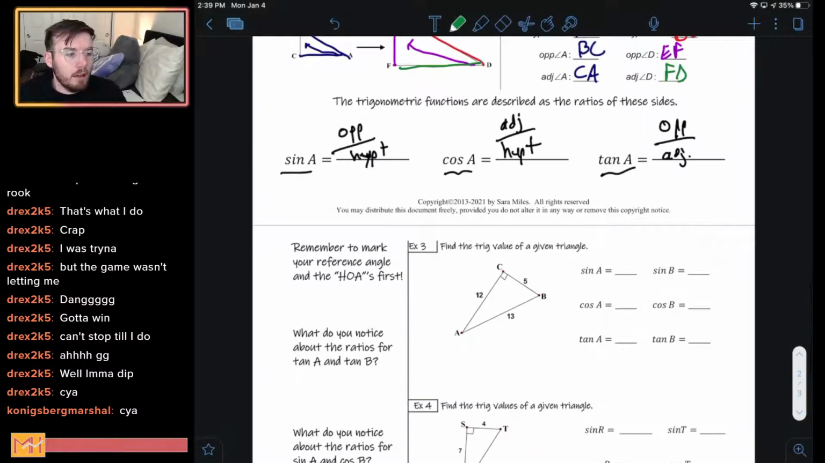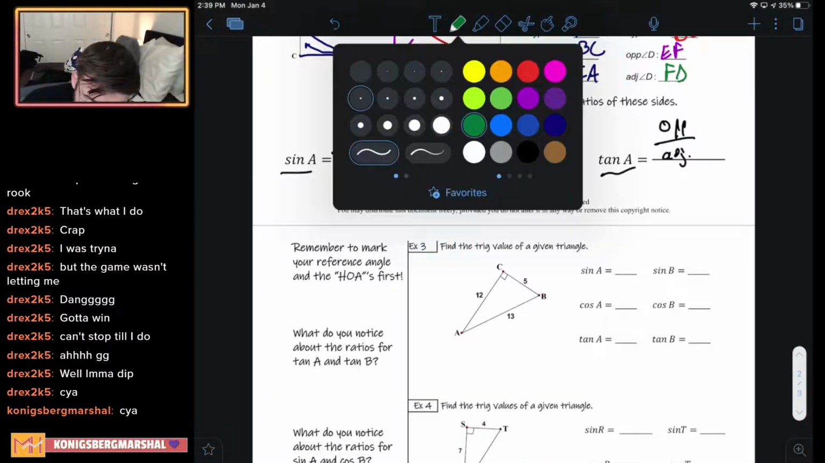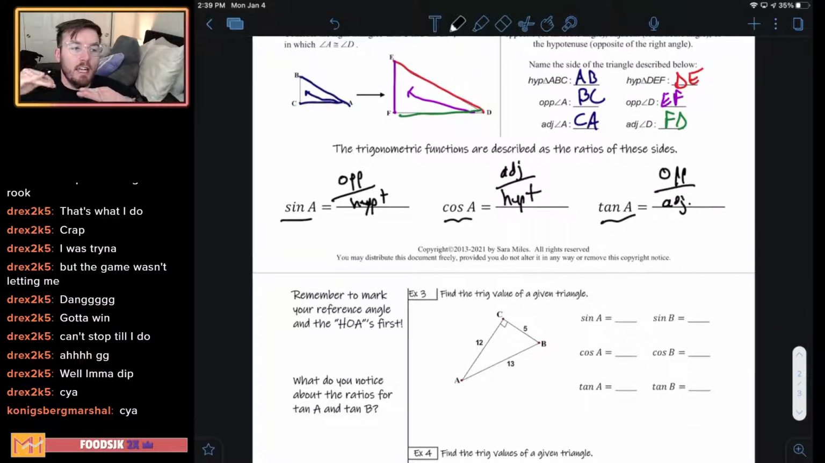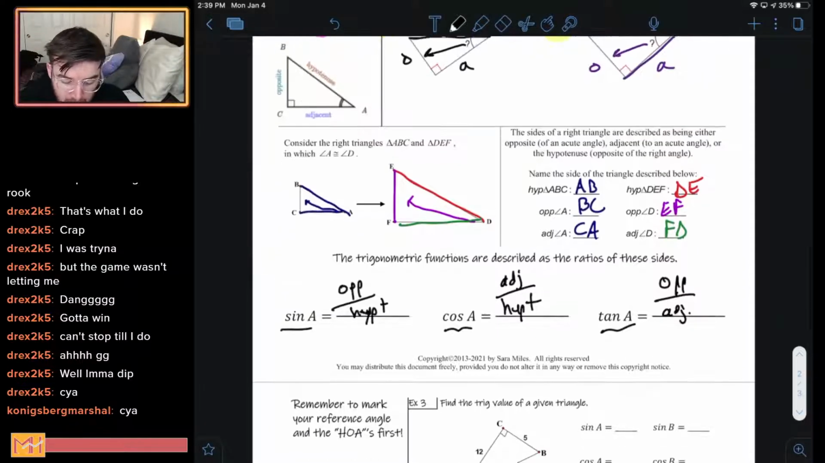The majority of our answers for sine, cosine, and tangent are always going to be fractions. They are defined as a ratio. That's something else they're sometimes referred to as: the trigonometric ratios, because it's a ratio of opposite to hypotenuse, or a ratio of adjacent to hypotenuse.